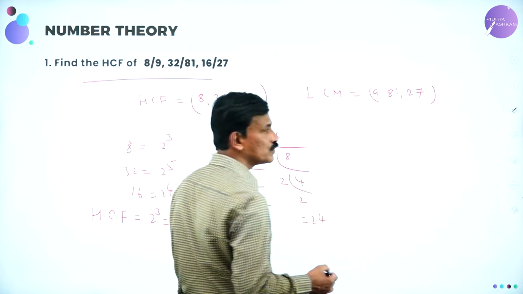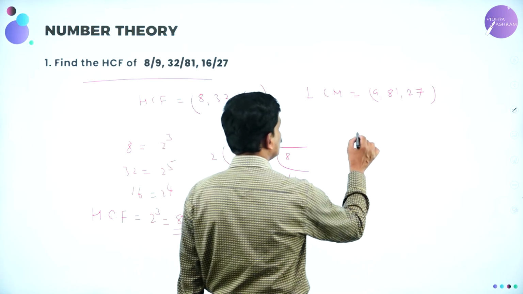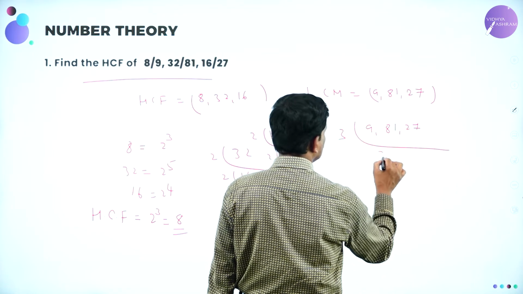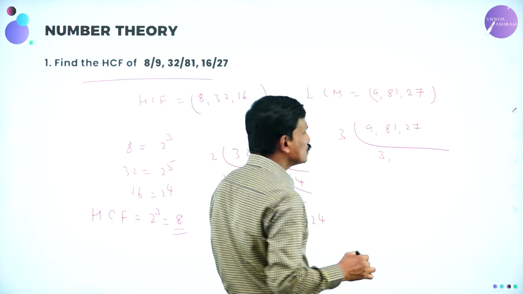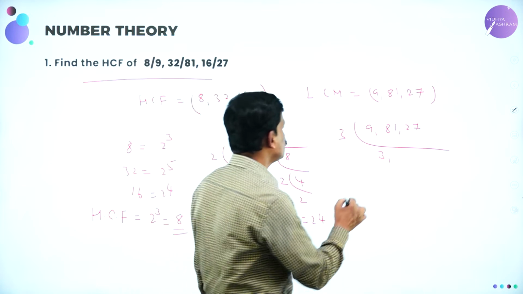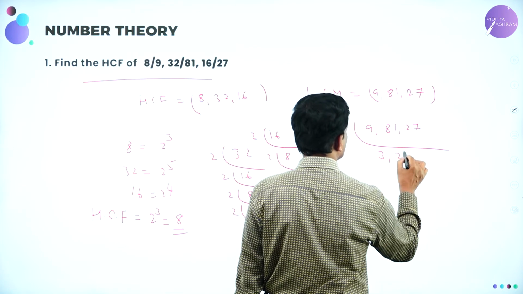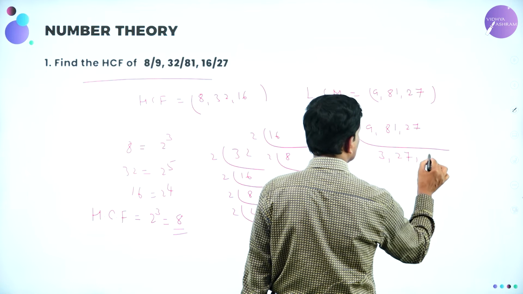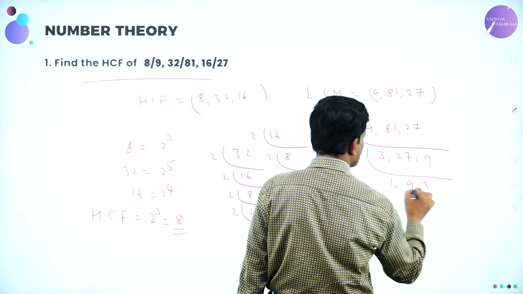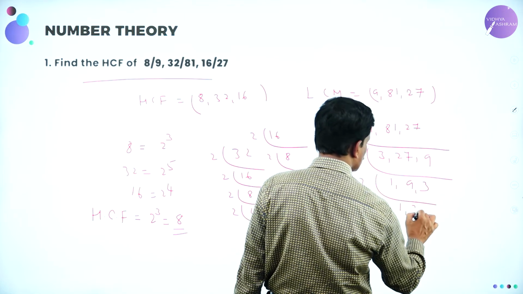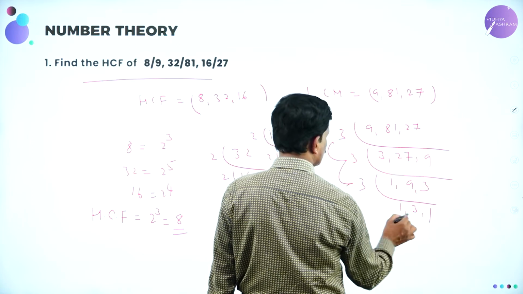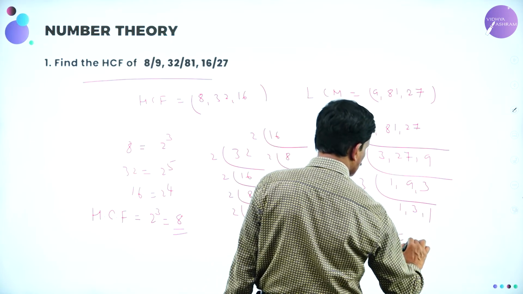So now let us come to the LCM. Find out the LCM of 9, 81 and 27. So let us start with 3. 9 is 3 into 3, 81 is 3 to the power of 4, and 27 is 3 cube. So therefore this is nothing but 3 3s are 9, 27 3s are 81. So LCM is equal to 81.